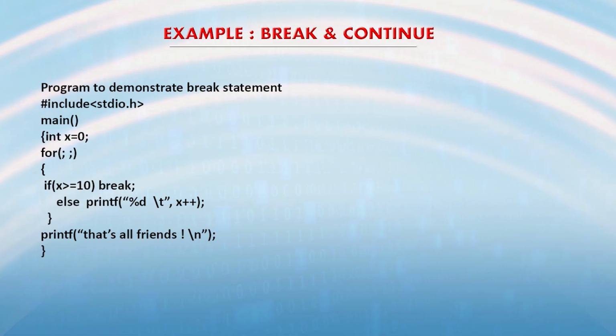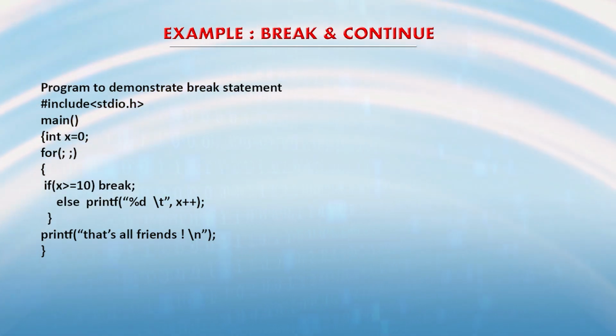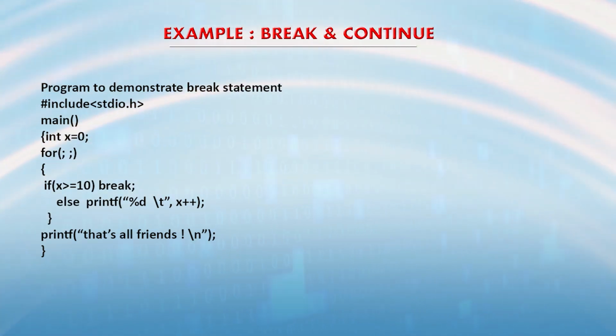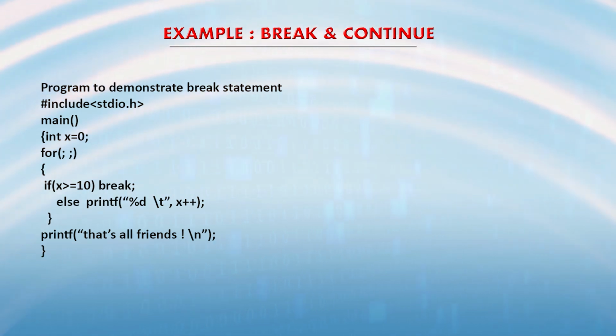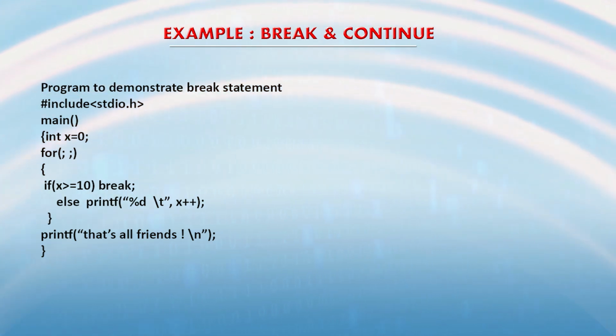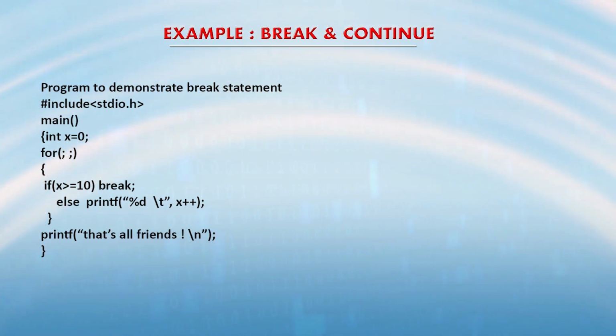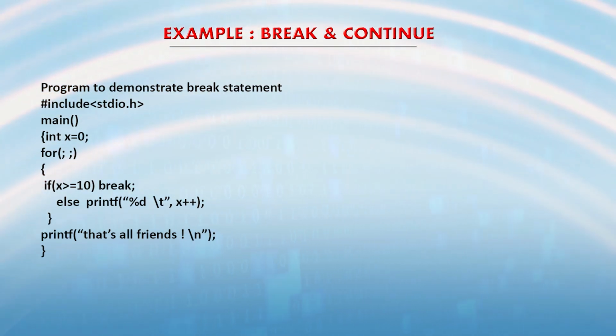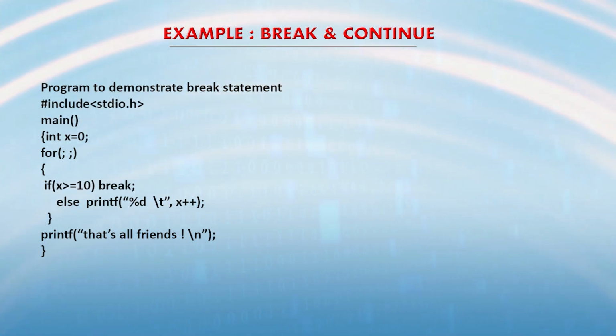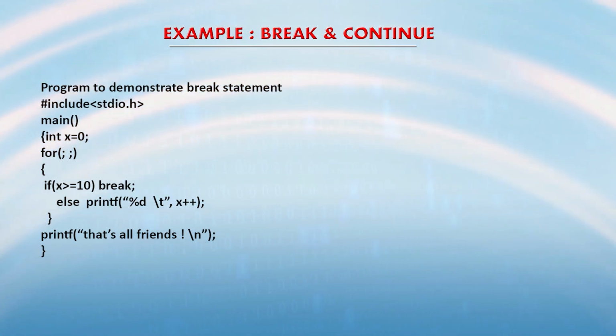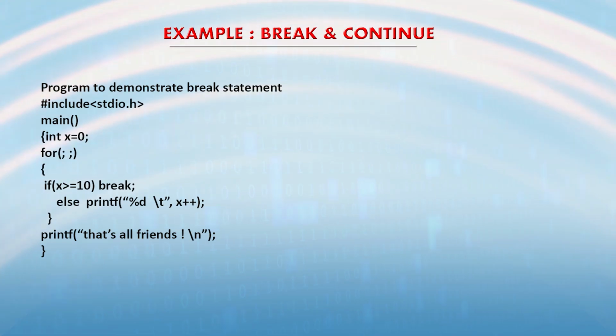Now, within the for loop, we write the construct. Why am I using this? To explicitly know how to use this break construct, we are running an infinite loop. So, if x is greater than or equal to 10, break. But x is equal to 0, and 0 is not greater than 10, so it will not break.